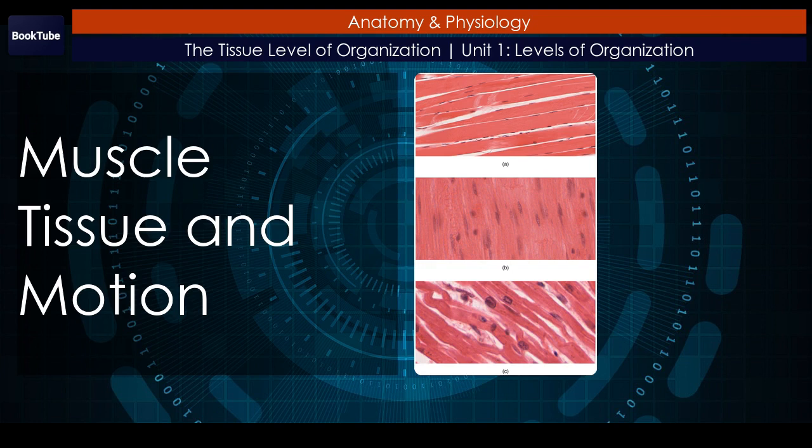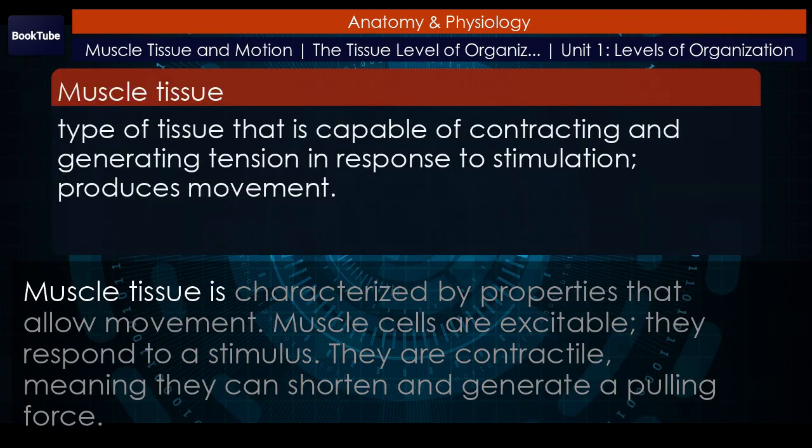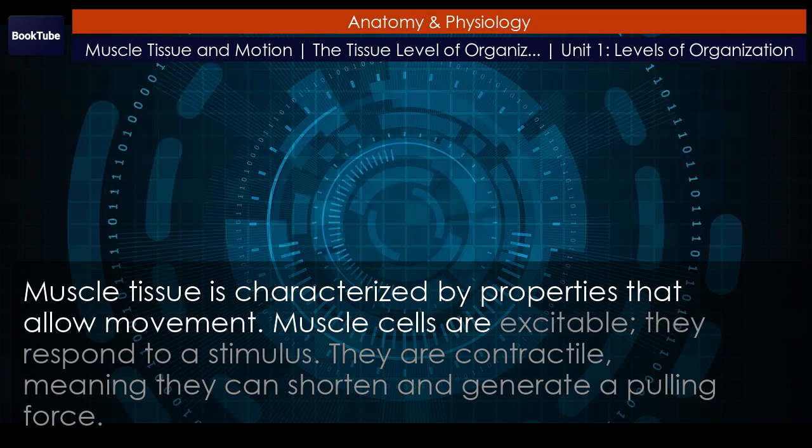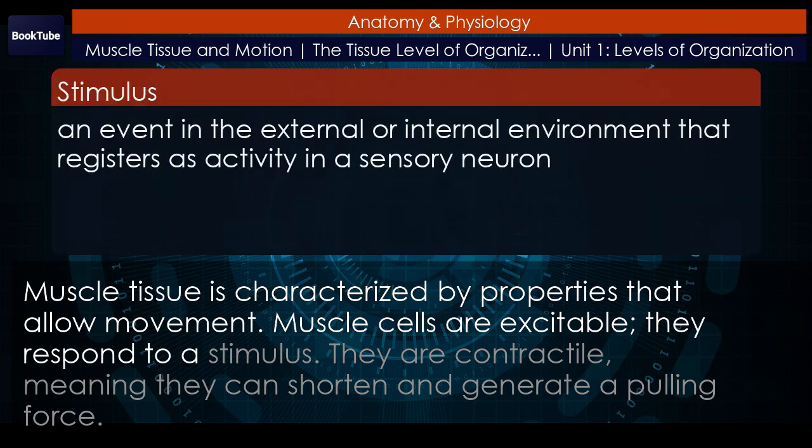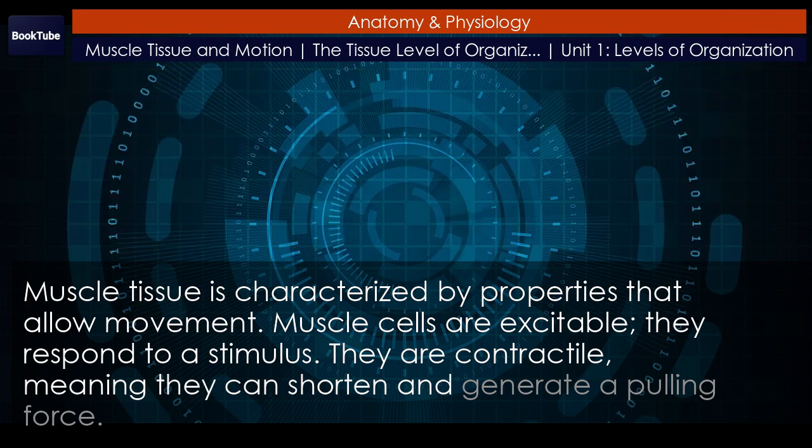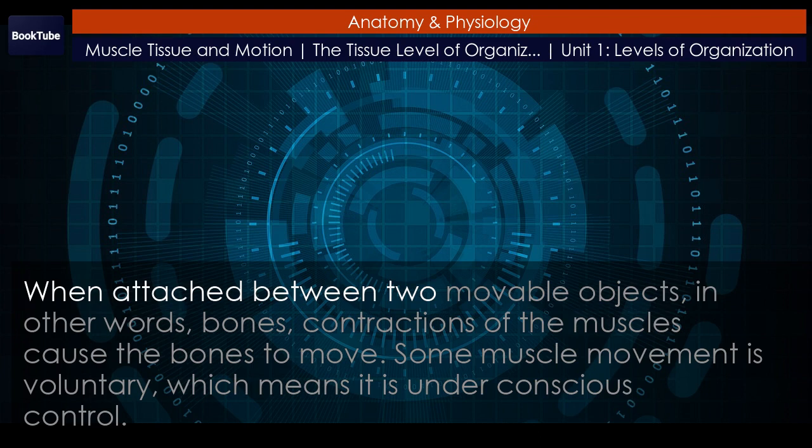Muscle tissue and motion. Muscle tissue is characterized by properties that allow movement. Muscle cells are excitable. They respond to a stimulus. They are contractile, meaning they can shorten and generate a pulling force when attached between two movable objects. In other words, bones. Contractions of the muscles cause the bones to move.